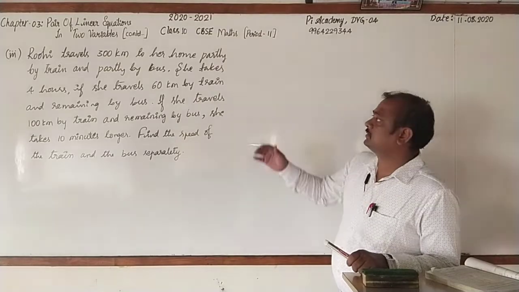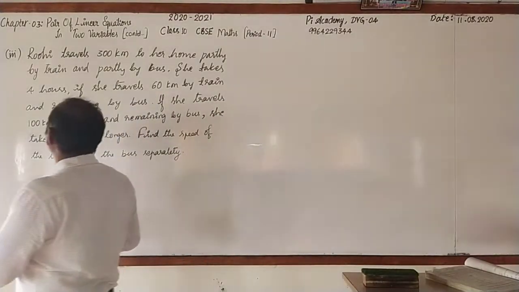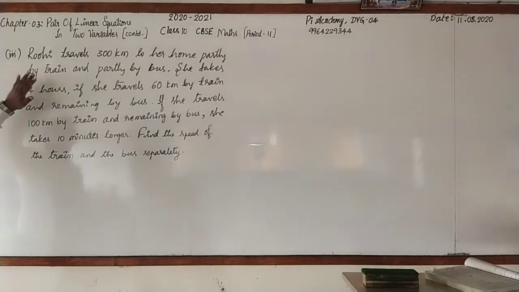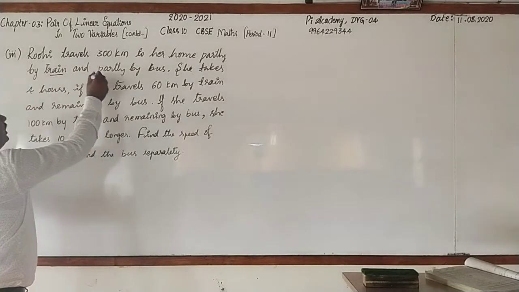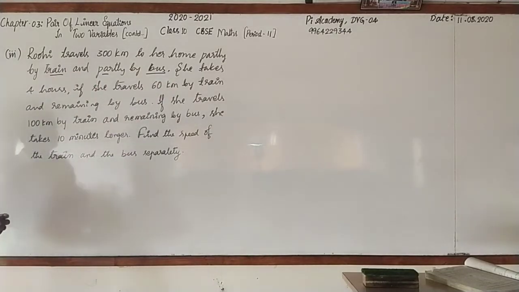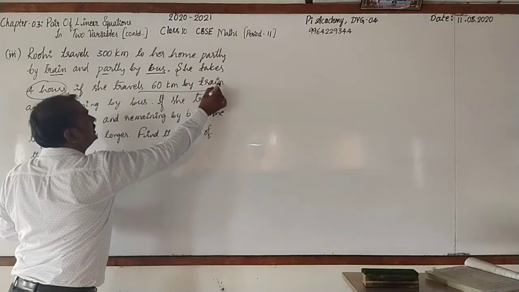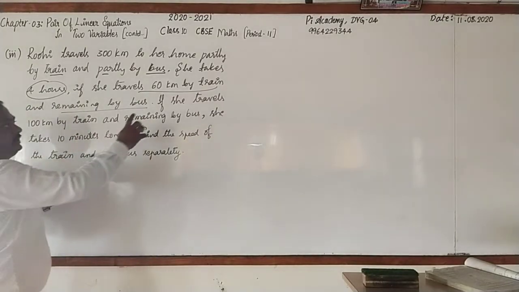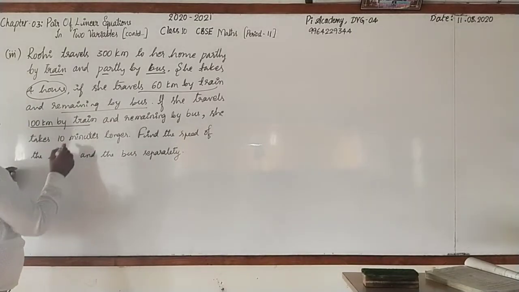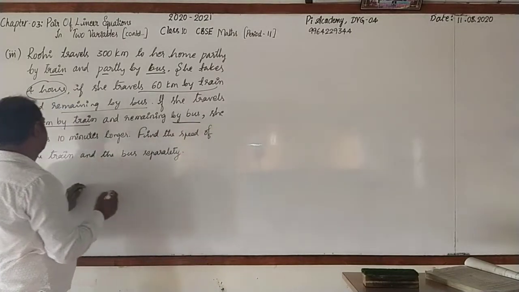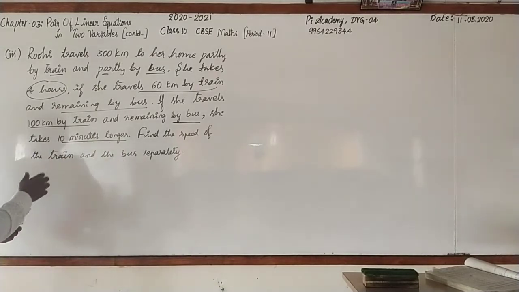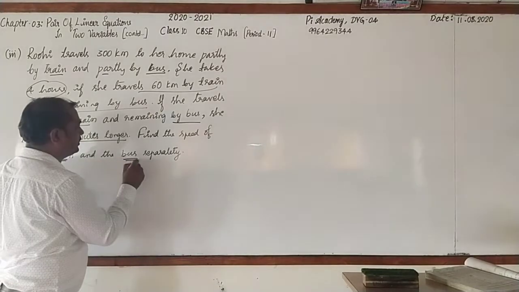Dear students, please go through the third one. Ruhi travels 300 km to her home partly by train and partly by bus. She takes 4 hours if she travels 60 km by train and the remaining by bus. In another case, if she travels 100 km by train and the remaining by bus, she takes 10 minutes longer. Then find the speed of the train and the bus separately.